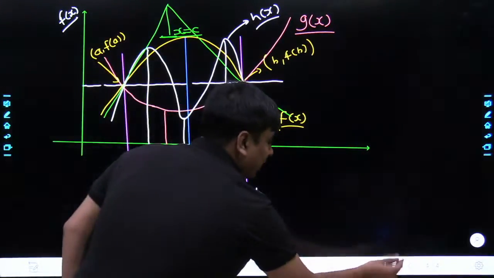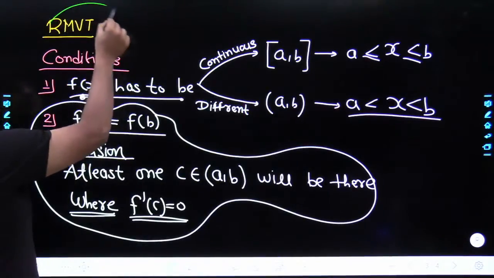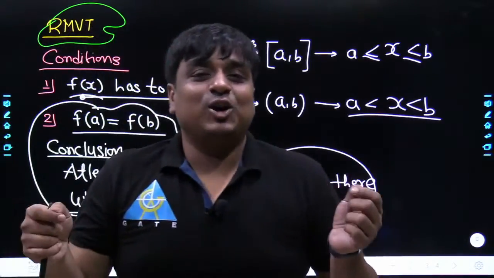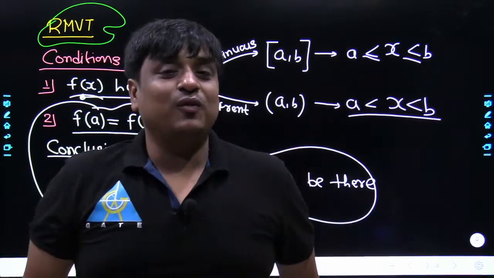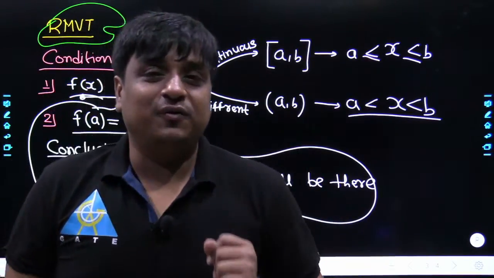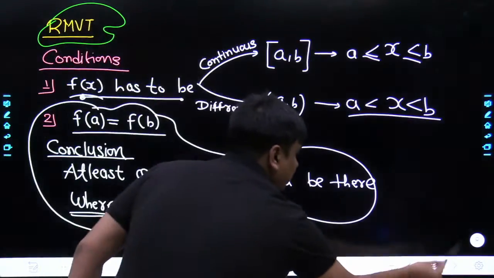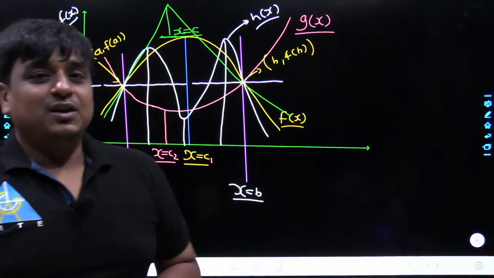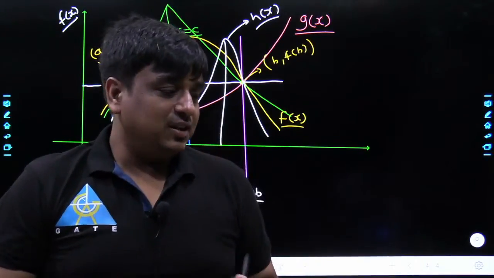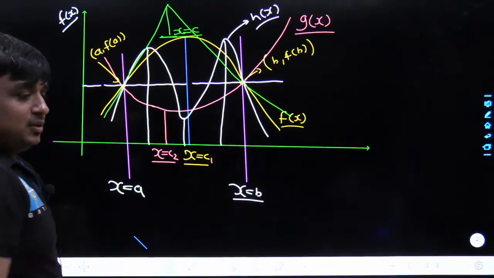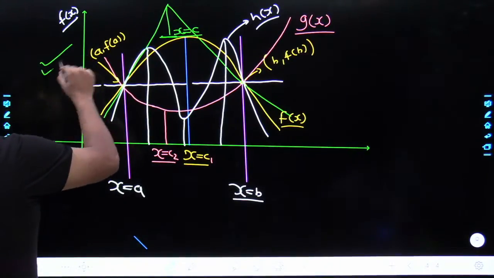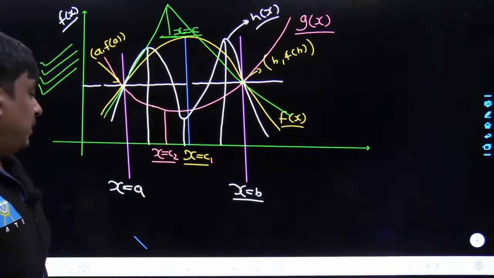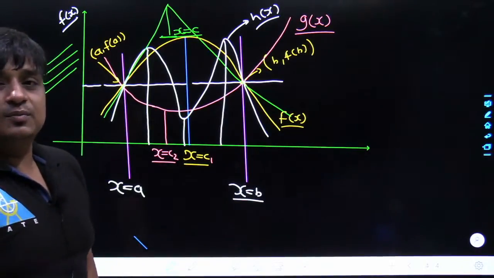And that is why my Rolle's bhai was so smart that he has clearly mentioned within the closed interval of a comma b it has to be continuous, and within the open interval of a comma b the function f of x has to be differentiable, such that in future this condition should not appear. Did you get each and everything? So this is the basic concept behind the Rolle's mean value theorem. Is that part clear?